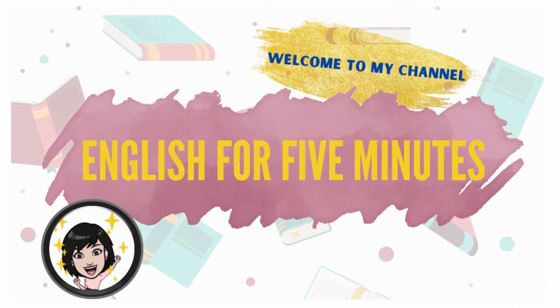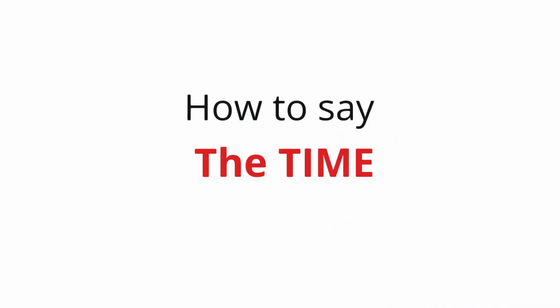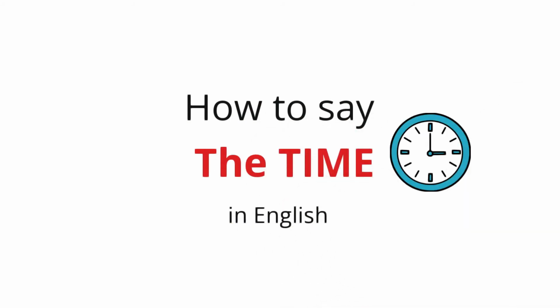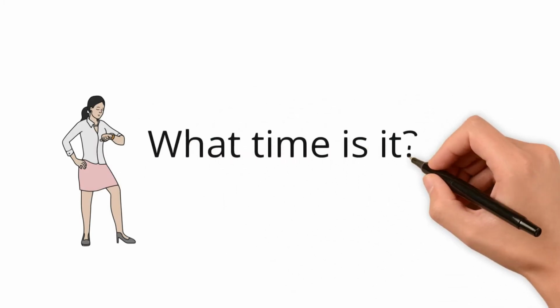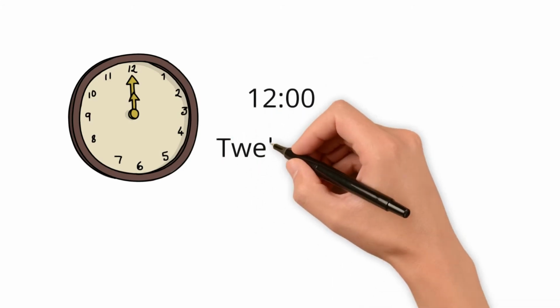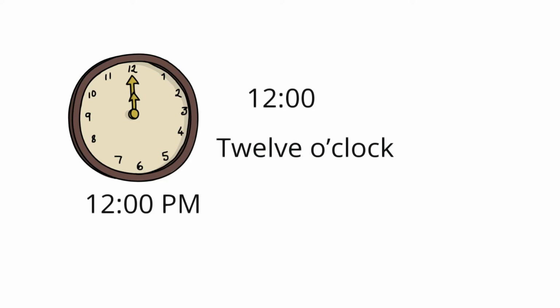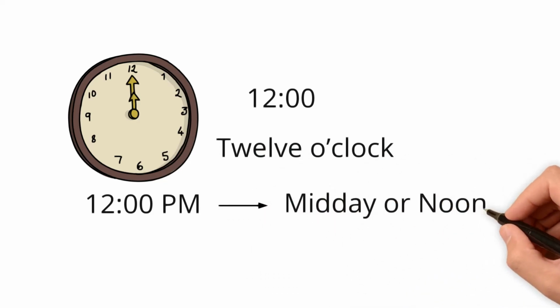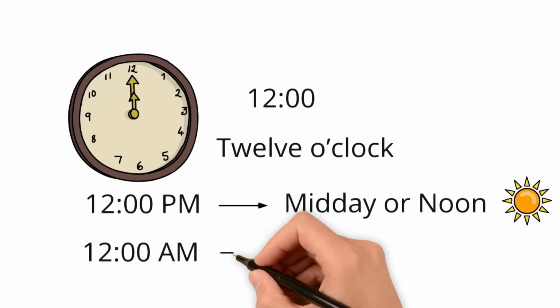Today we are going to learn about how to say time in English. What time is it? It is 12 o'clock. Sometimes when you say 12 p.m., it means midday or noon. Or when people say 12 a.m., it means midnight.